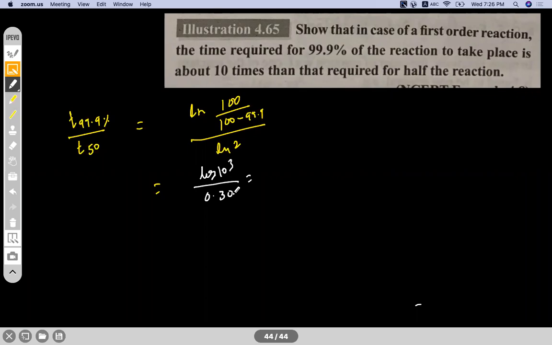Anything is missing in this expression? 100 minus 99.9, yes sir. And this would be ln 2, so this will come as 10 only. Yes sir, it's correct.